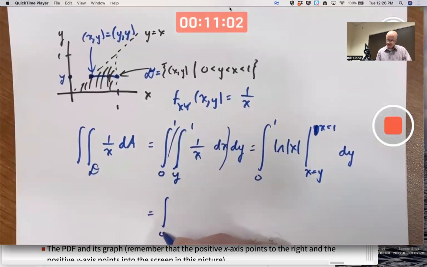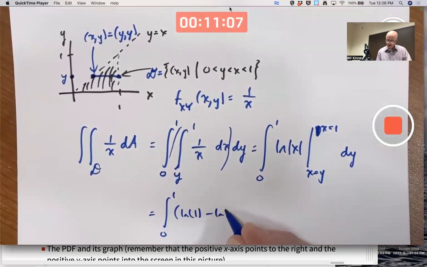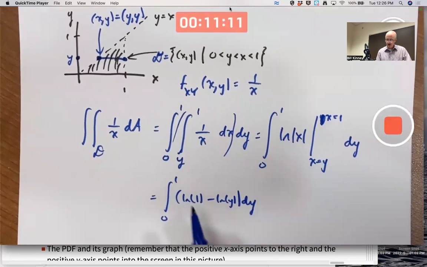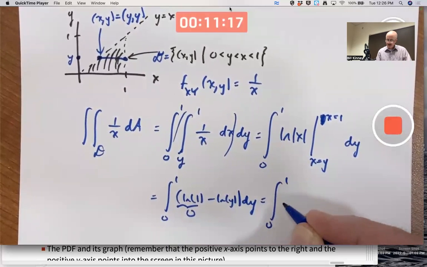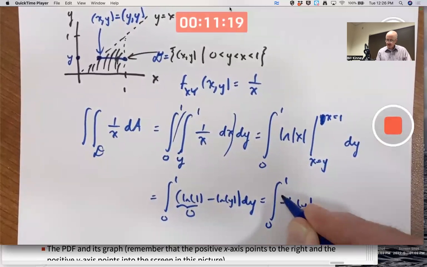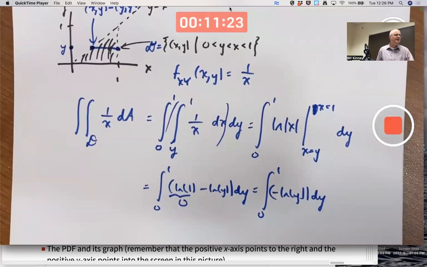Now plug in those limits of integration. Get natural log of 1 minus natural log of y. Natural log of 1 is 0. So we need to integrate negative natural log of y. What a weird thing to integrate for a PDF. Is that going to be positive?